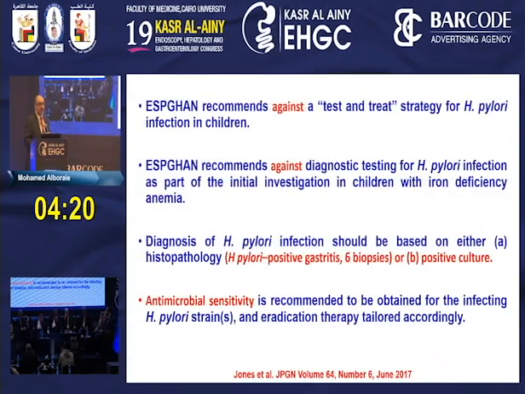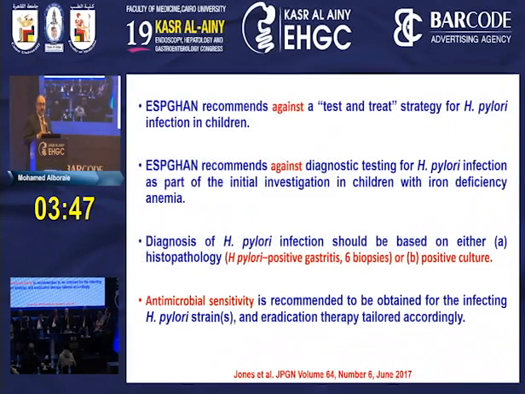For example, the European Society of Pediatric Gastroenterology and Nutrition recommends against the test and treat strategy that we usually use. We usually use test and treat strategy for every patient who has gastric pain or dyspepsia, and we treat them straight away. They don't use it. Number 2, they recommend against diagnostic testing of Helicobacter pylori as a part of the initial investigation for children with iron deficiency anemia. In adults, if we have a patient who has unexplained iron deficiency anemia, we screen them for Helicobacter. In pediatrics, they don't do that.